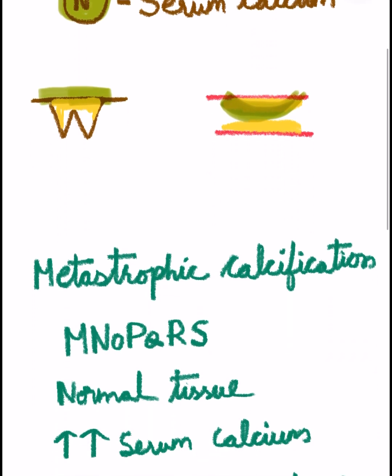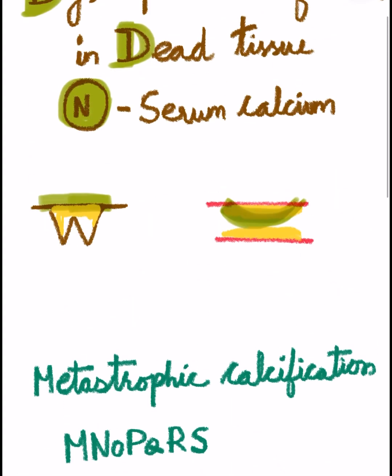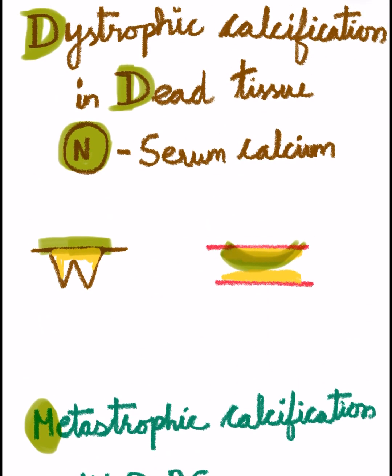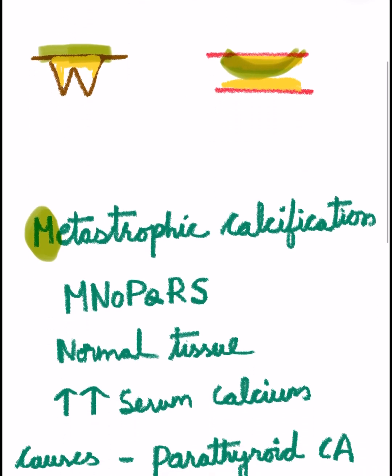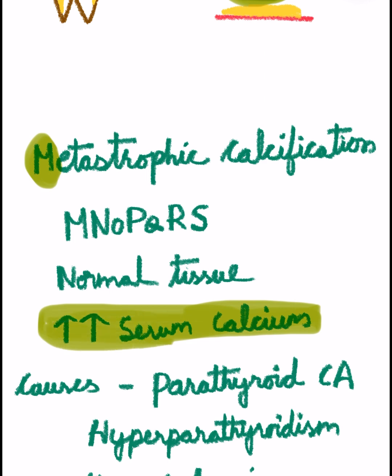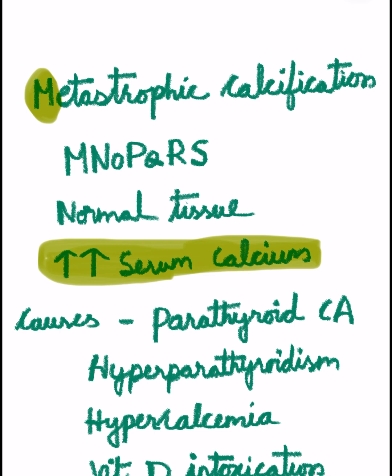Moving on to metastatic calcification, on the straight opposite side, dystrophic calcification occurs in the dead tissues, whereas metastatic calcification occurs in the normal tissues. In case of dystrophic calcification, the serum calcium level is normal, and in case of metastatic calcification, we have the high serum calcium level, and this is the cause for the deposition of calcium in metastatic calcification. In metastatic calcification, the calcium deposition occurs even in the normal tissue because of increased calcium level. So the main pathology is increased calcium, which leads to deposition in the normal tissue.